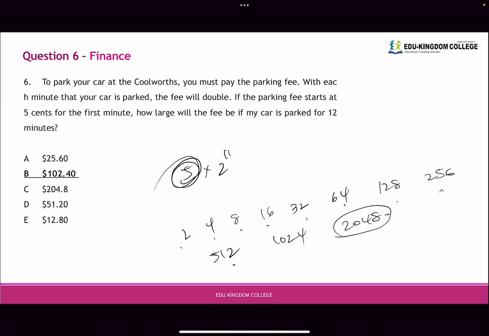Okay, 2048 times 5 is 10240, but this is cents. So divided by 100, it should be $102.40. Okay, so you get part B.